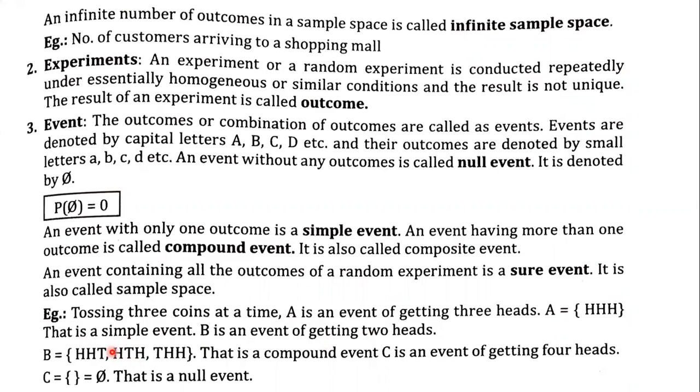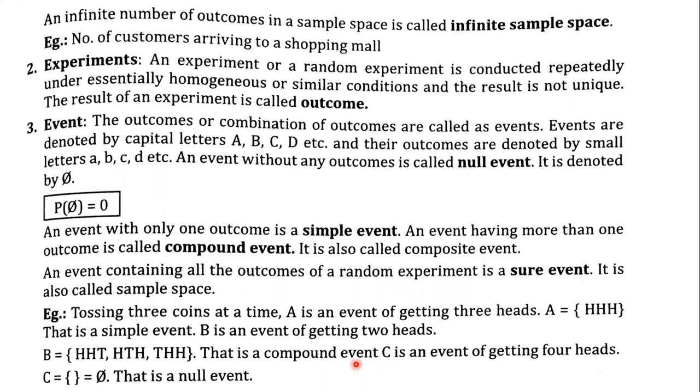So what all the possibilities you can get? Heads and tails. Head, tail and head. What is the possibility? 2 heads should be there. So you have 2 heads and a tail, then again 2 heads and one tail, then again 2 heads and one tail. So there are 3 possibilities which you can get. So when you have more than one possibility, it will become a compound event.